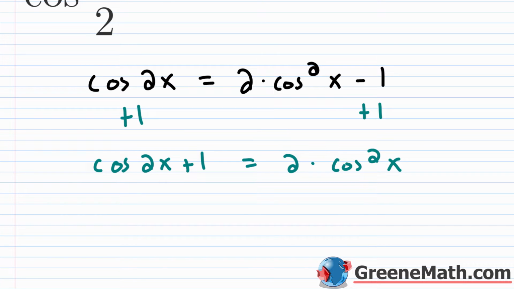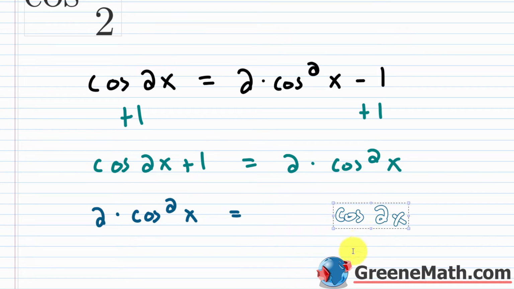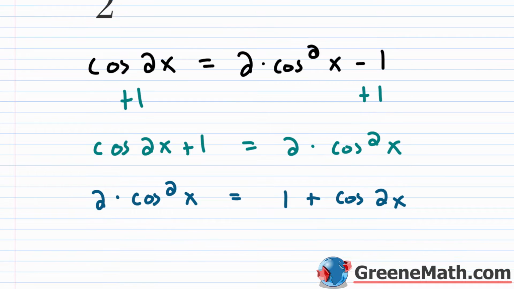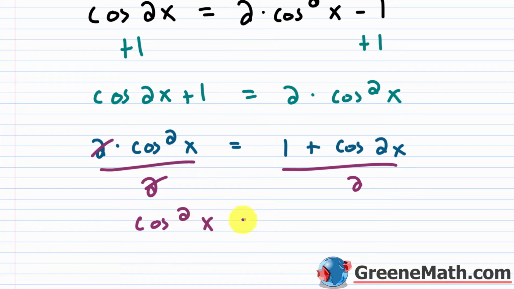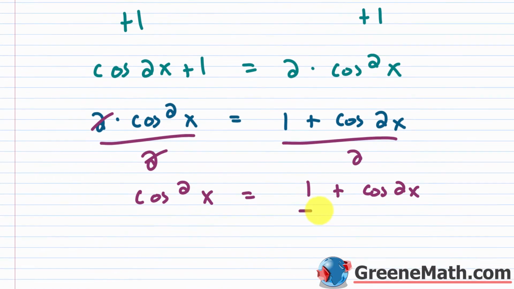Remember, that's completely legal. So I'm just going to say 2 times cosine squared x is equal to, instead of cosine of 2x plus 1, it's actually 1 plus the cosine of 2x. From here, since I want cosine of x by itself, I'm just going to divide both sides by 2, so I can get rid of this 2 right here. And so now I have cosine squared x is equal to (1 plus cosine of 2x) over 2.